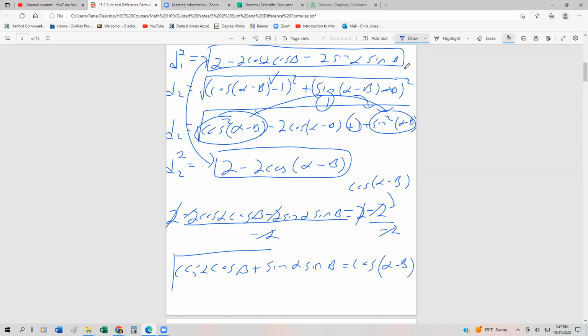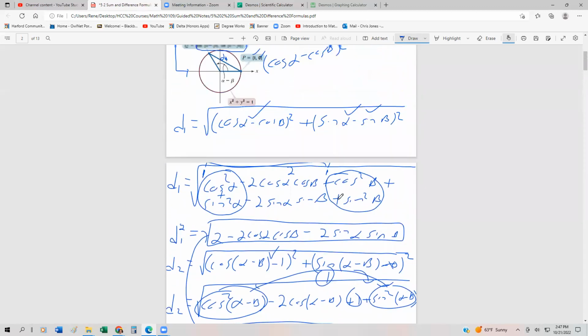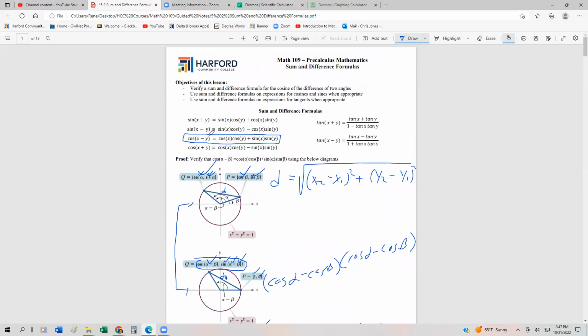All right, and that is our formula for the difference formula in this case, for the cosine of alpha minus beta. So notice we have cos cos plus sine sine equals cos of alpha minus beta. And so if we go up here, we have cos cos plus sine sine is equal to cos of x minus y. So we can just replace x with alpha and y with beta.